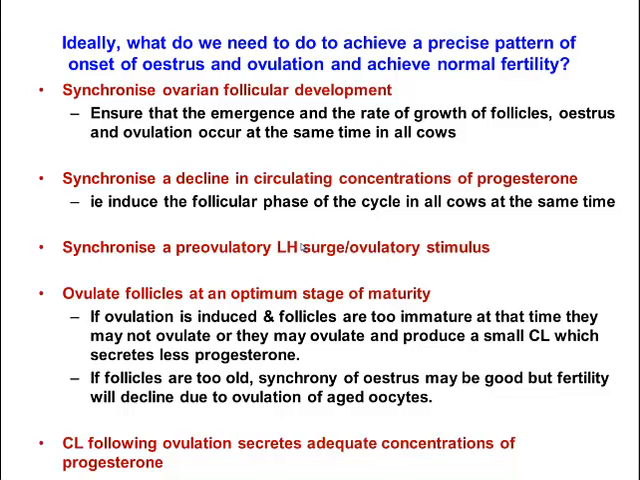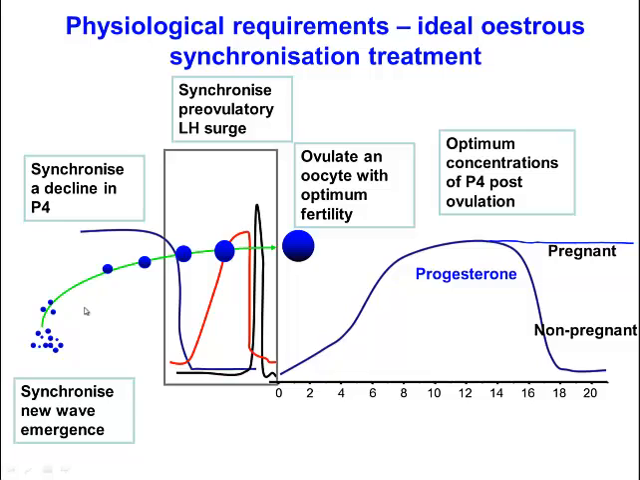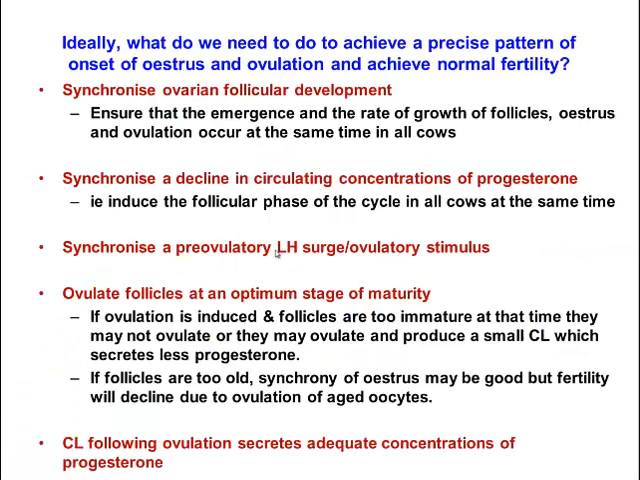So here we'll just summarize this again. What do we need to achieve a precise pattern of onset of estrus and ovulation and achieve normal fertility? We want to synchronize ovarian follicular development, ensure that the emergence and rate of growth of follicles, estrus and ovulation occur at the same time in all cows, so that this follicle pattern is emerging at a similar time in all cows at the same time.